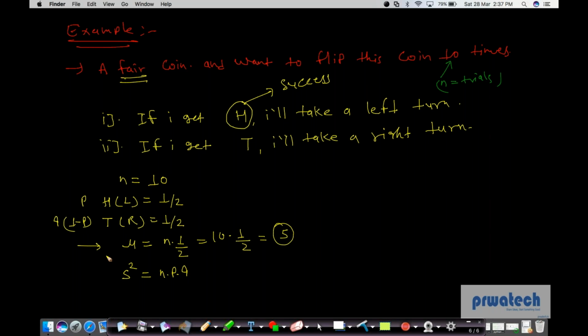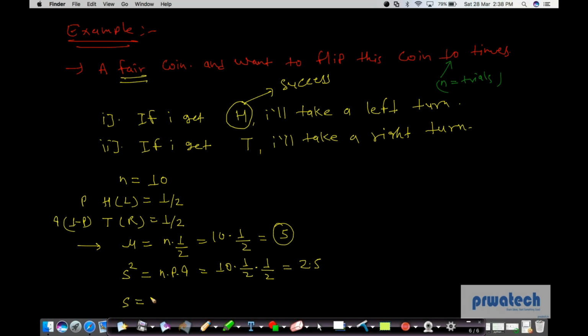This q is nothing but 1 minus p, or this is the probability of getting head and this is the probability of getting tail. Okay, let's place the values: 10 into 1 by 2 into 1 by 2. So 10 by 4, and 10 by 4 is 2.5. This is my sample variance for this question, a fair coin flipped 10 times. What is the sample variance? What is the sample standard deviation?